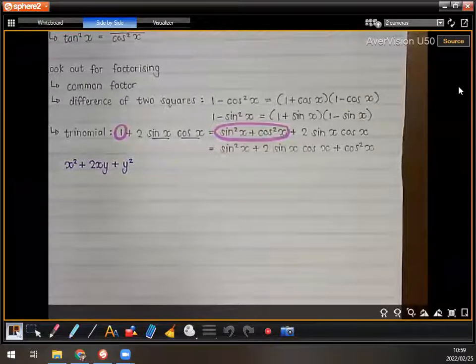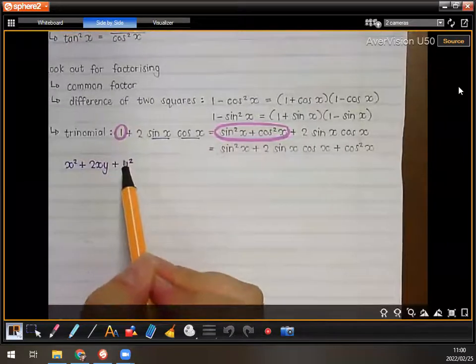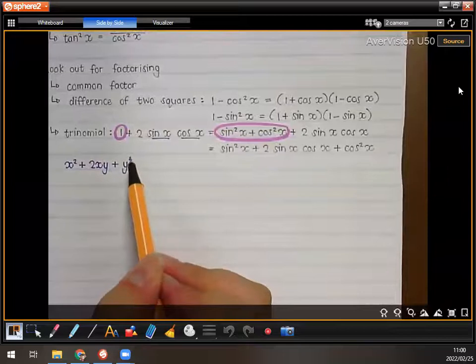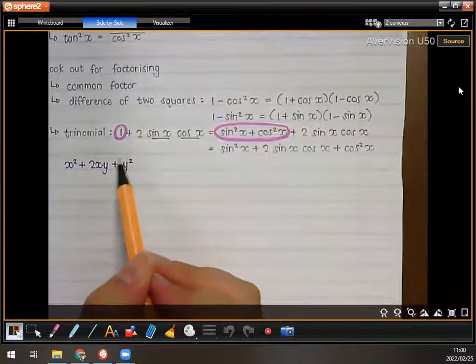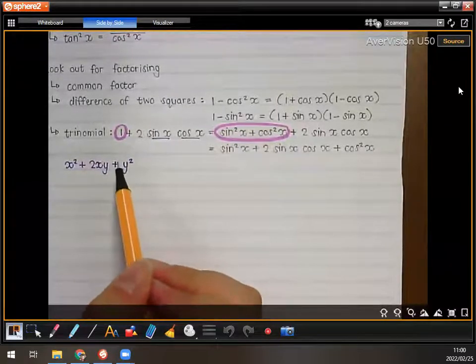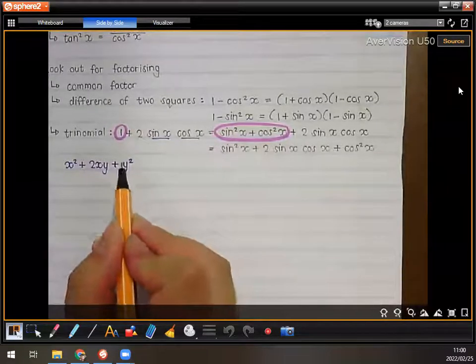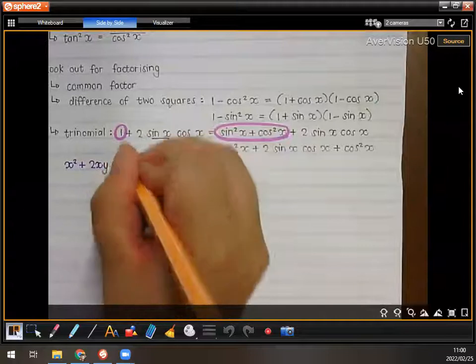Now, when we are factorizing trinomials, you can't just use the quadratic formula, because we're not solving for x here. This is not an equation, so we can't actually use the quadratic formula. We are going to look at the coefficient of the last term, which is 1. The last term is normally the constant. In this case, we don't have a constant term, so we look at the coefficient of the last term, which is 1.